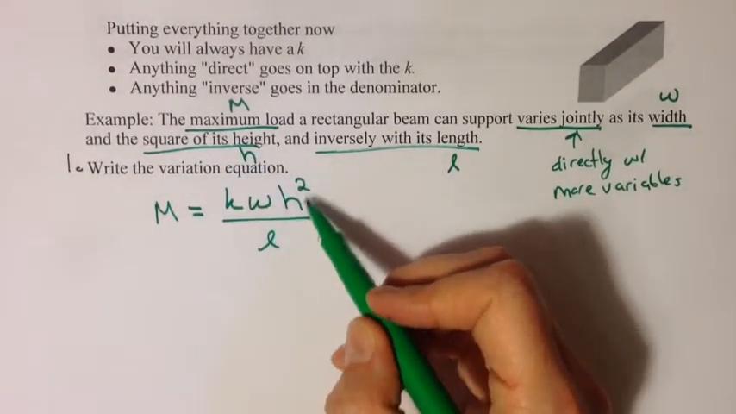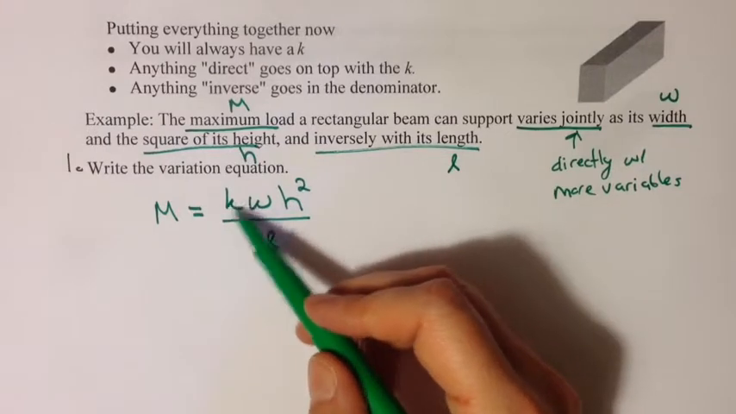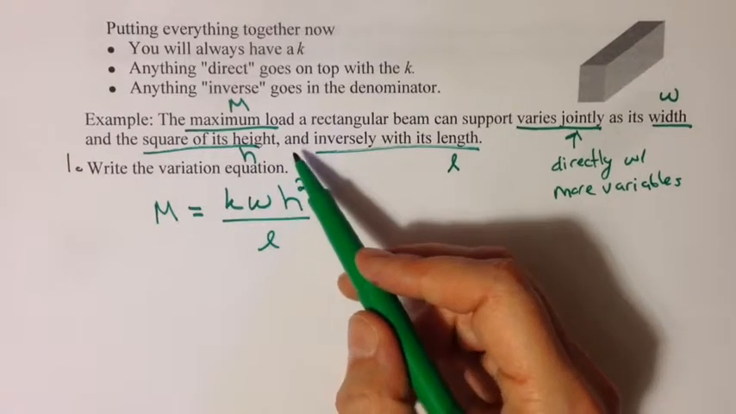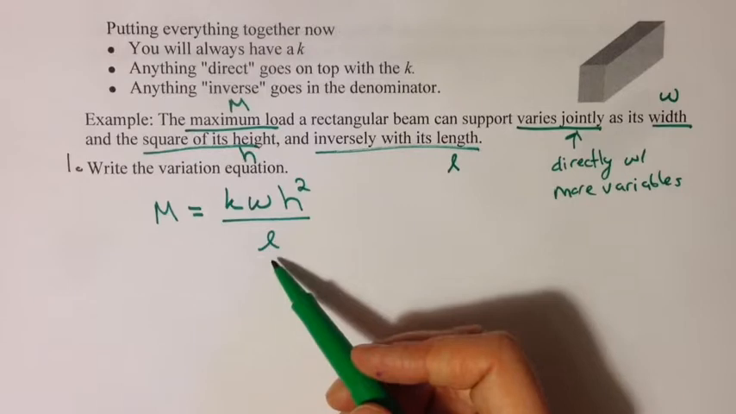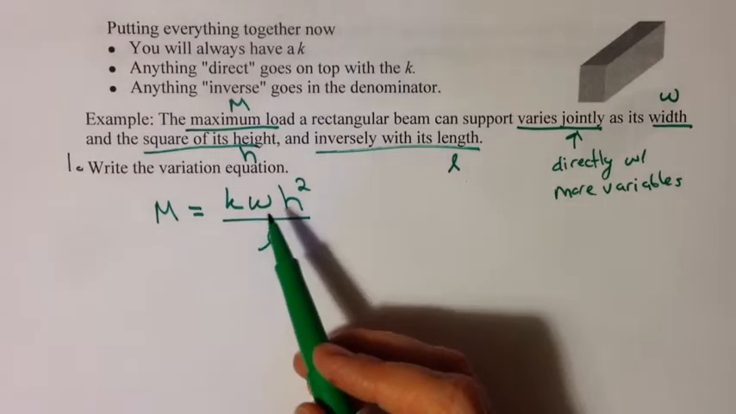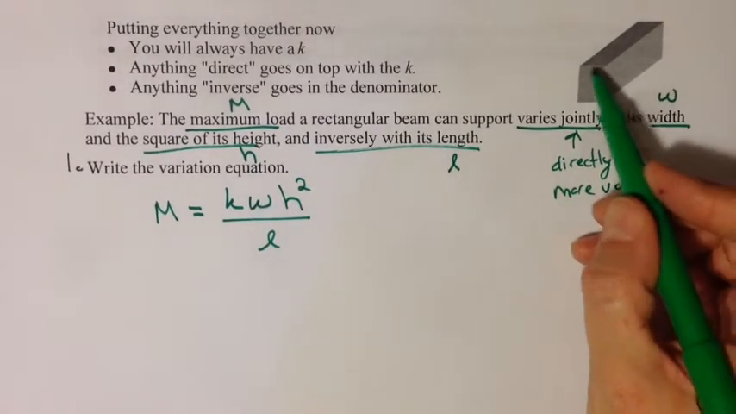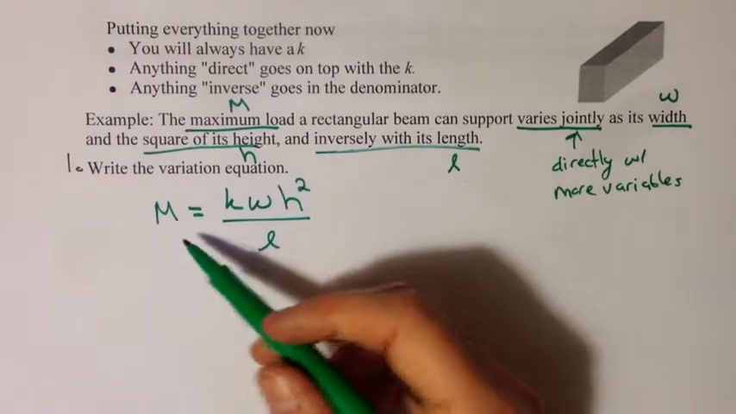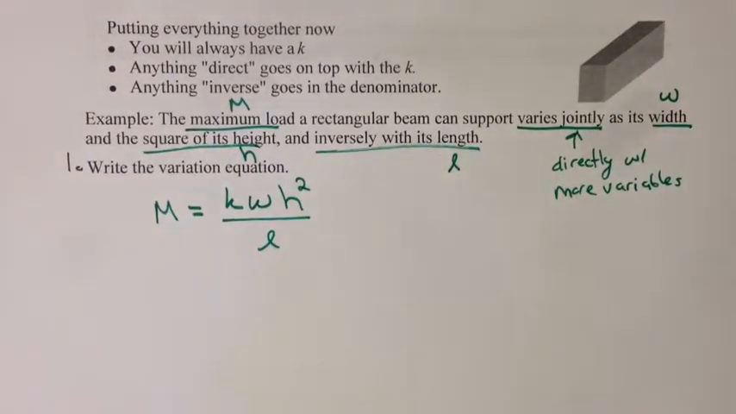So the width and the square of its height go up top along with the constant of variation k, and inversely with its length. So the length goes on the bottom. Notice that this means that when the width or the height of the beam, this part of it, get bigger, the maximum load that it can bear gets bigger, which kind of makes sense. As you make the beam wider, it should be able to support more weight.